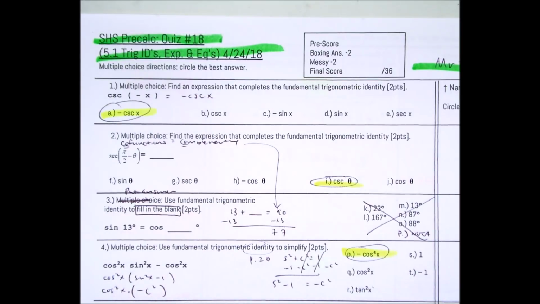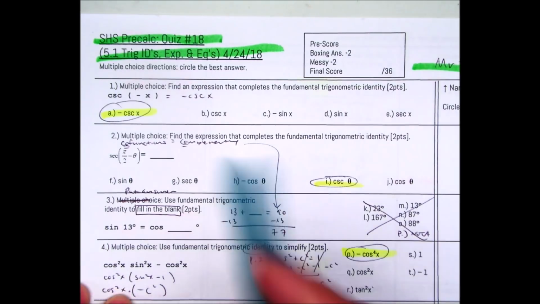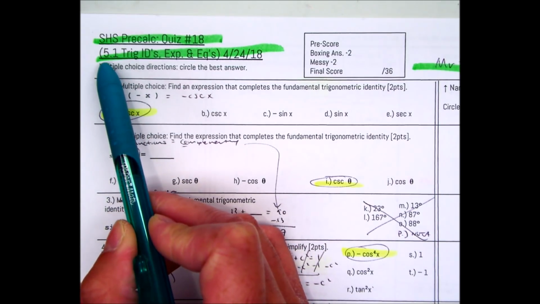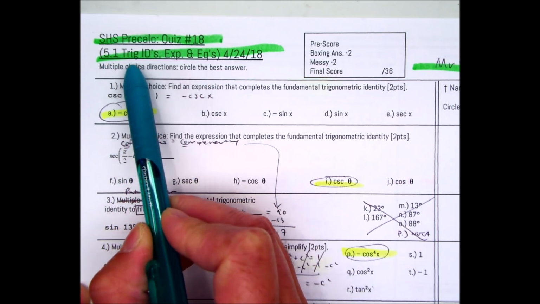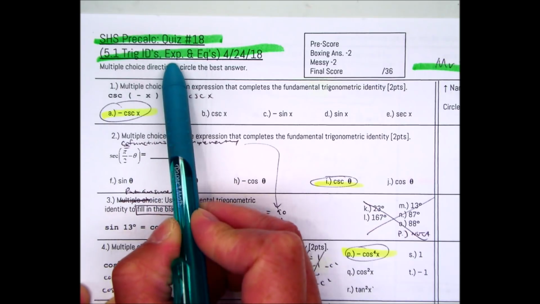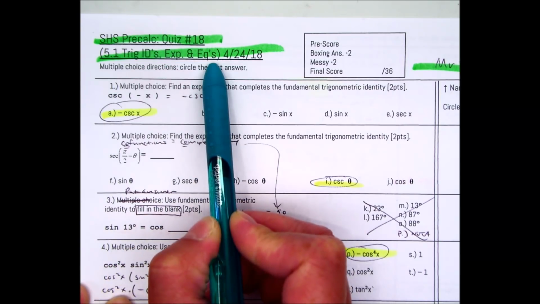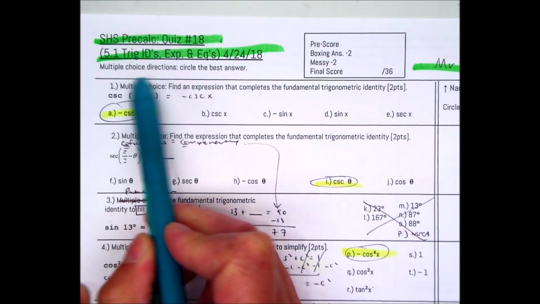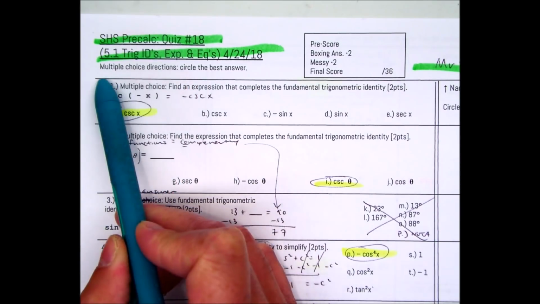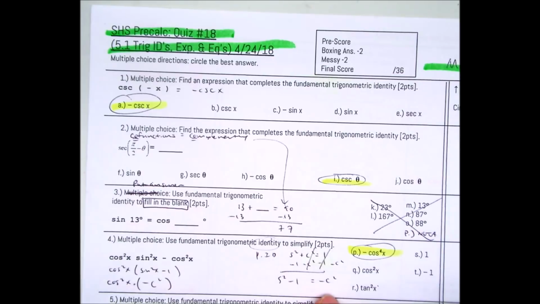Alright, let's go over the quiz. This is Precalc quiz number 18, section 5.1 on trig identities, expressions, and equations, taken on April 28, 2018. Multiple choice directions show, circle the best answer.